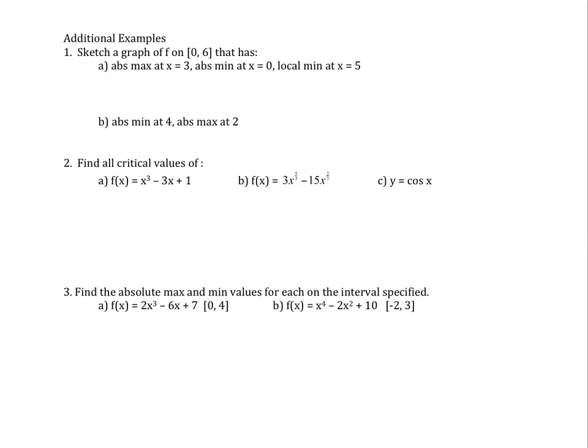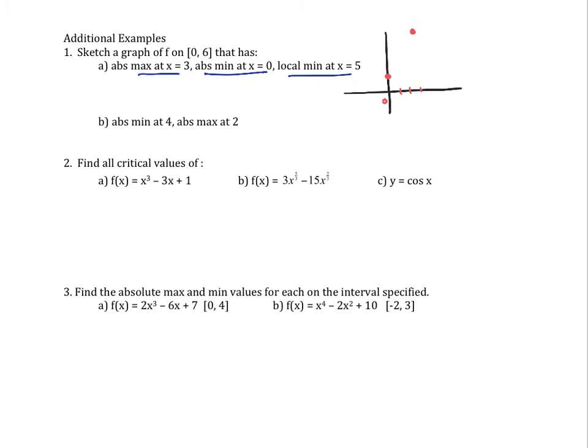So let's take a look at a few more examples. Over here it says sketch a graph of f on 0 to 6 that has an absolute maximum here, absolute minimum there, and a local minimum at 5. Let's do this on the side. I've got my axes, and answers can vary a little bit, but I do have an absolute maximum at 3. 1, 2, 3. I'm just going to put this way up high. I have an absolute minimum at x equals 0, so I'll put it right here. I know that I won't go below that point, and I won't go above that point.